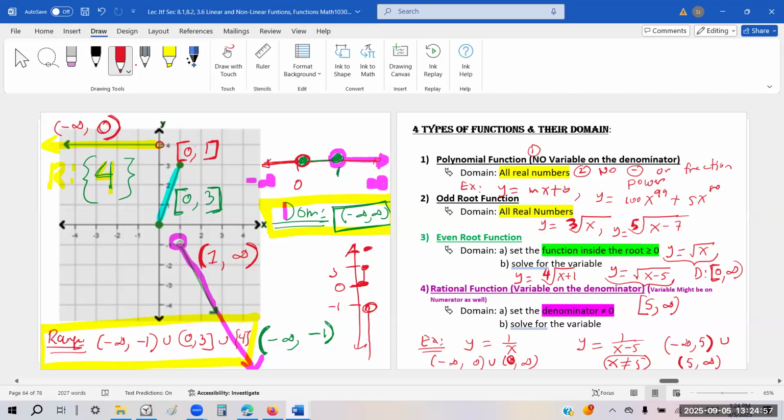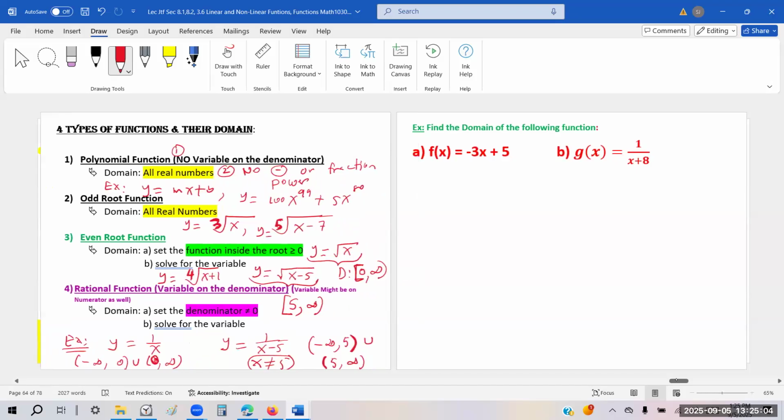And these are the 4 types, or mainly 2 types of problem we have here. Now let's do some examples.